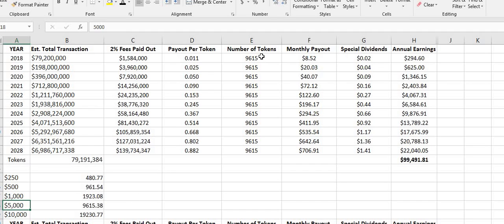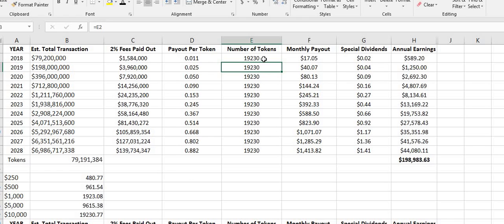Now let's go to 10,000, and we're going to say we have 19,230 tokens. Now we're looking at, you're going to spend 10,000, and over the next 10 years, you're going to generate $198,983. It's really not a bad payout from a $10,000 investment to know that 10 years from now, you're going to be getting $44,000 a year in passive income. You are going to have to do nothing for this. I talk a lot about how passive income doesn't happen passively. The only thing you have to do is buy these tokens and then pray that the platform grows and stays in its current growth stage.